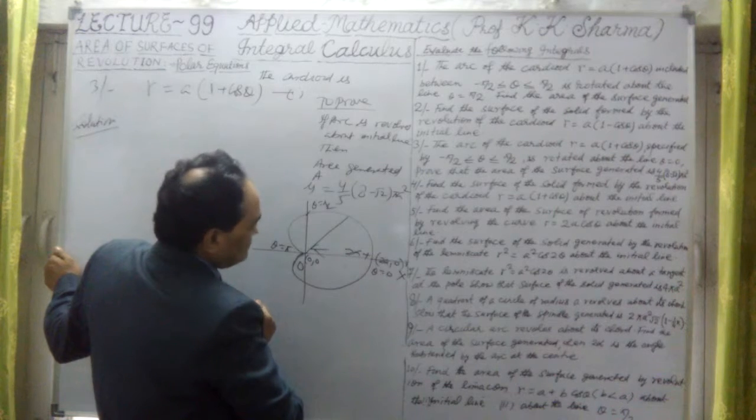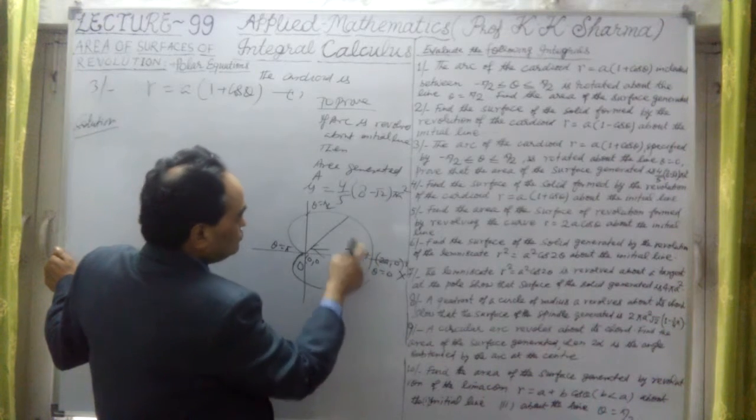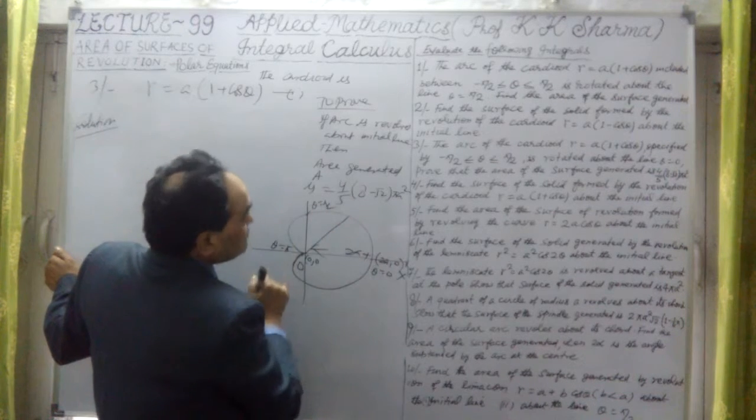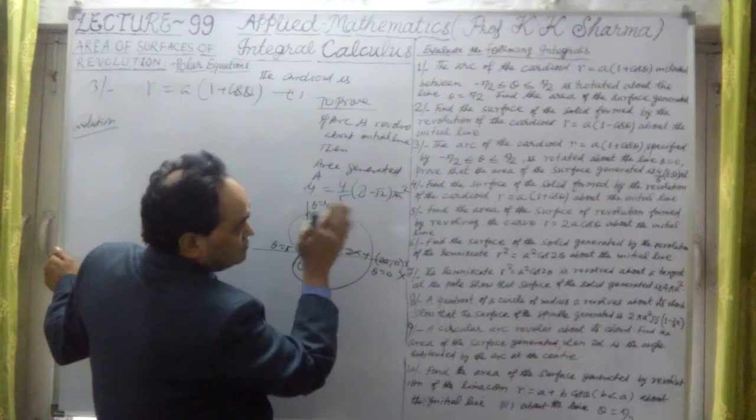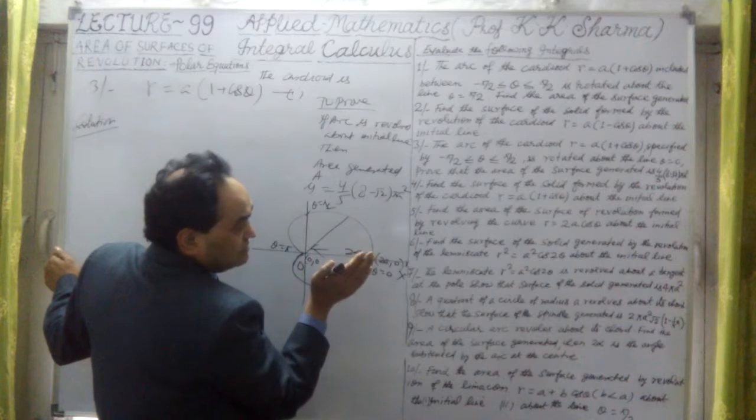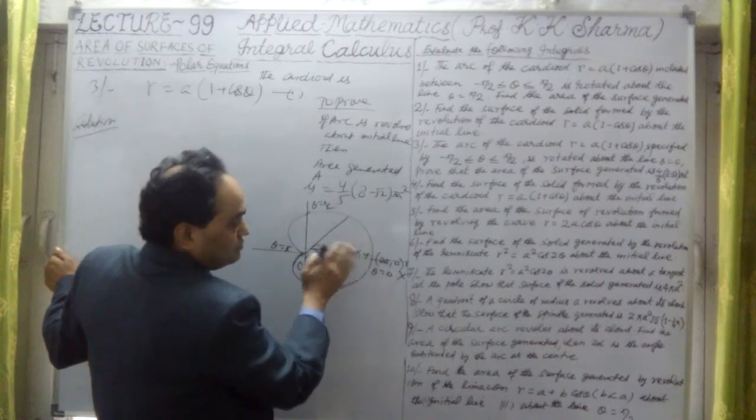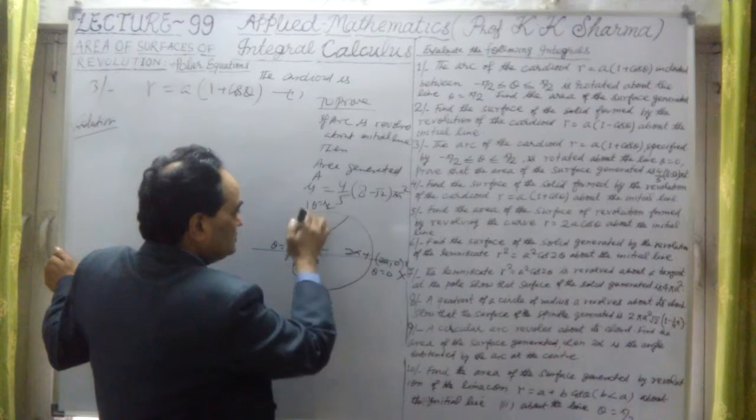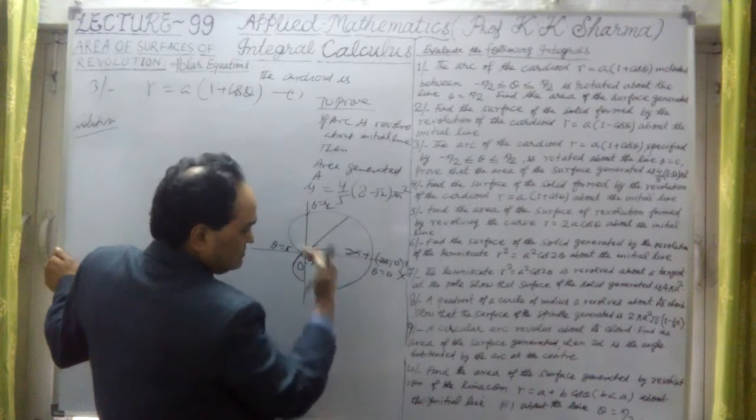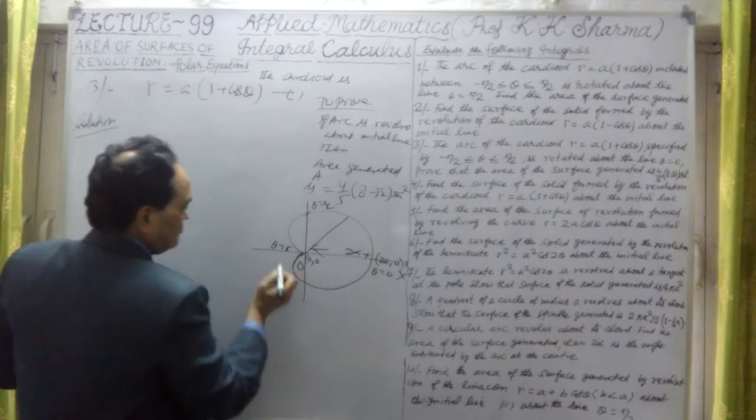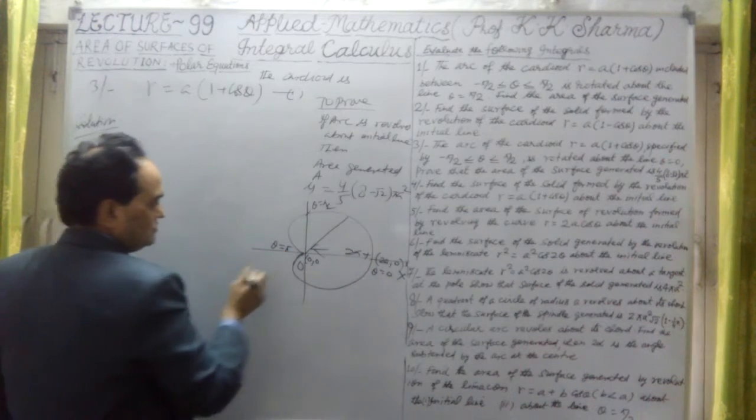Now, for this arc, the limits will be taken as 0 to this. This arc is revolved about the initial line, so the limits are given: minus pi by 2 is less than or equal to theta, which is less than or equal to pi by 2. So the limits are now 0 to pi by 2. We do not have to multiply by 2, because this arc is revolved about the initial line. So only 0 to pi by 2 limits we will take. That's the point here.